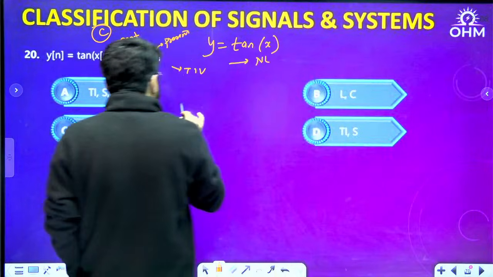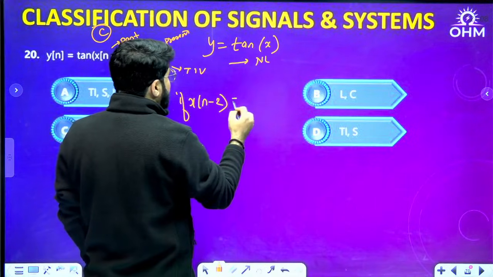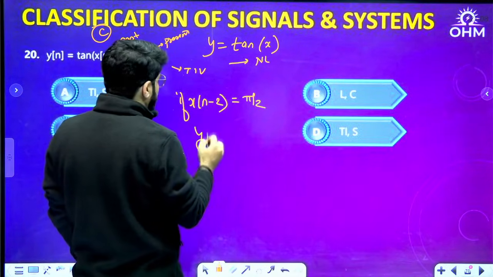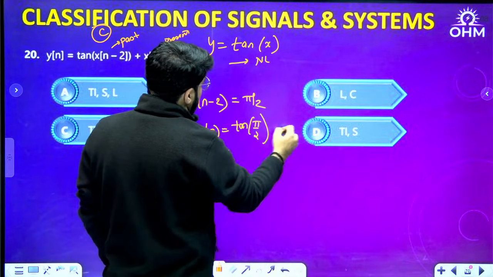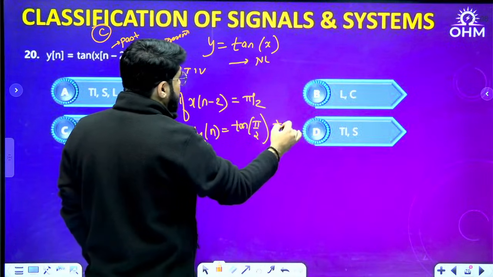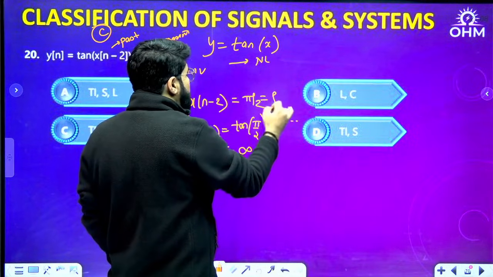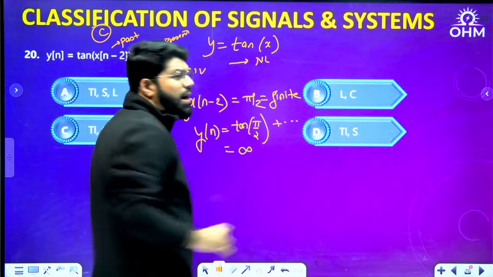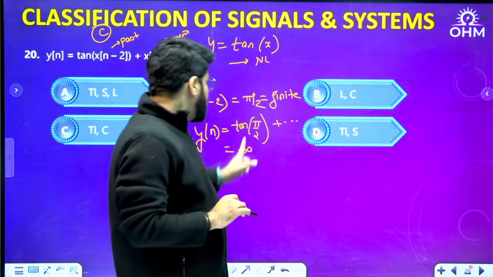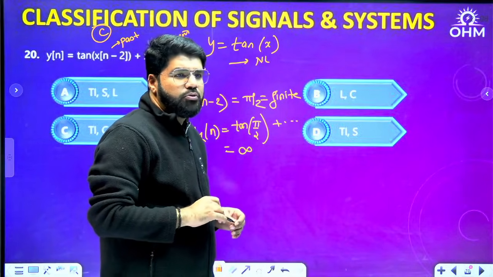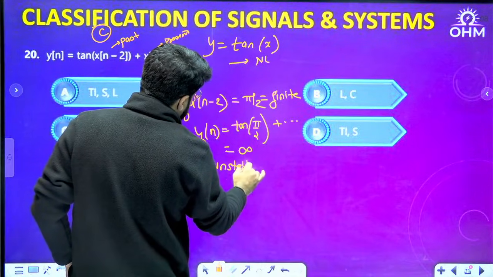Stable? If x of n minus 2 is, suppose, pi by 2, then what is the output? Tan of pi by 2 plus something. That I don't require, because tan pi by 2 is infinite. That means if I take a finite input, pi by 2 means 1.57, which is finite, for a finite input we have got an infinite, unbounded output. So the system is unstable.